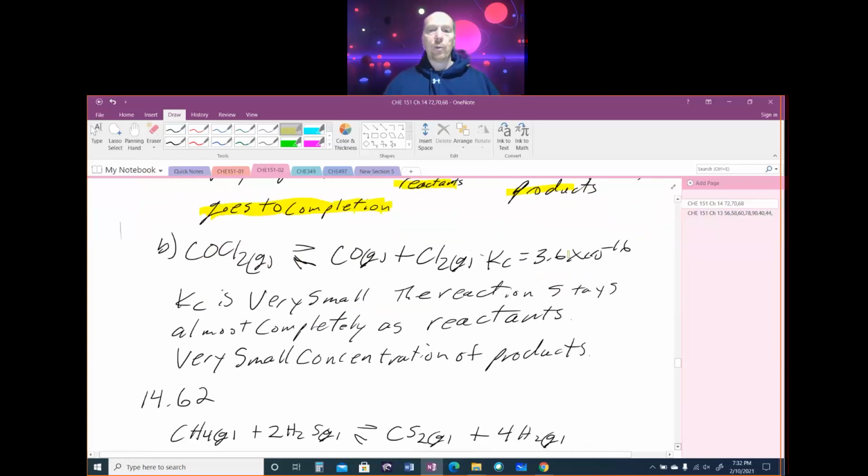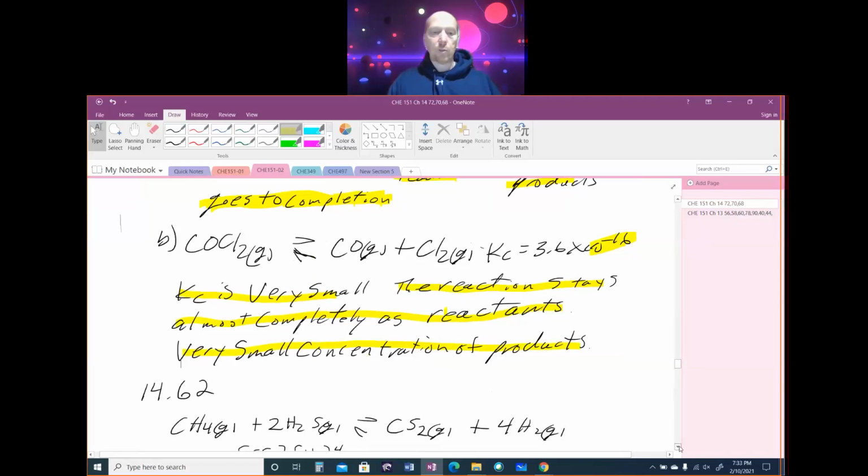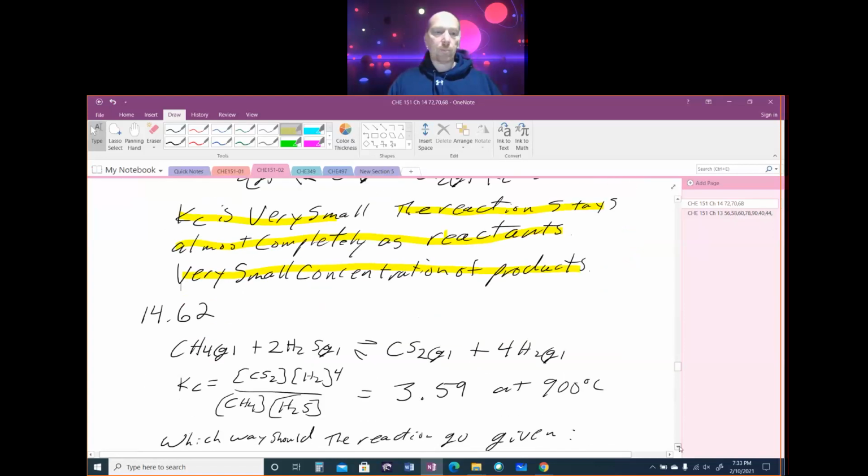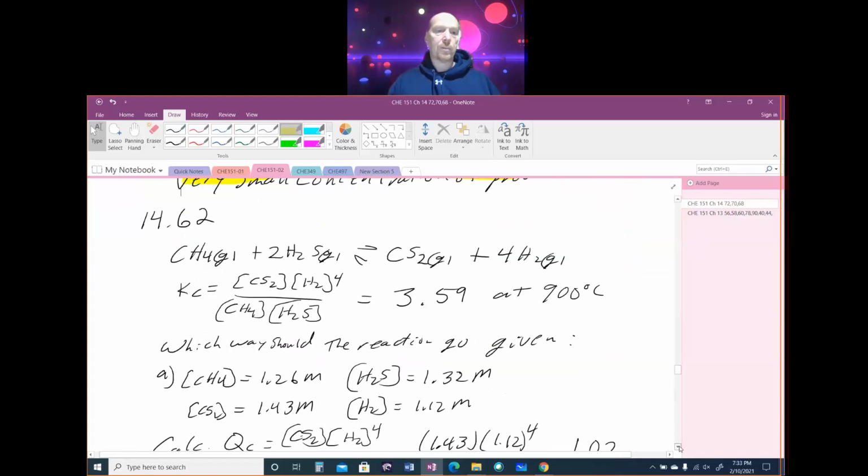All right, now if you have a K value that is 10 to the minus 16, now you have a very small Kc. All right, and so the reaction pretty much stays almost completely as reactants. You're going to have very, very small concentrations of products. So this essentially doesn't go to the right at all. All right, it has to go some very, very small amount. All right, so that's what you get from the values of your K value. It's the concentration of products over reactants.